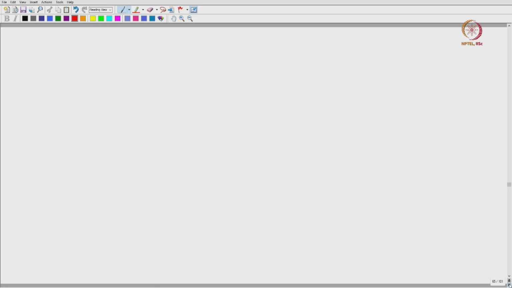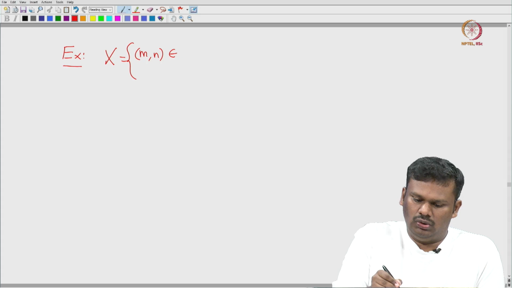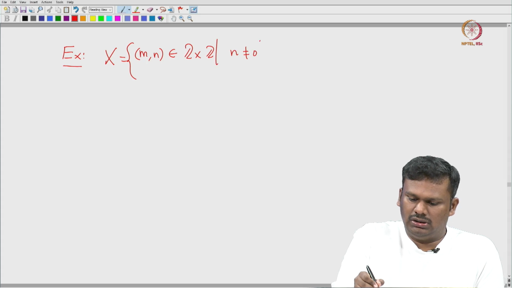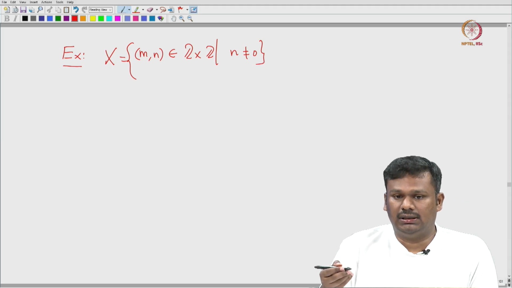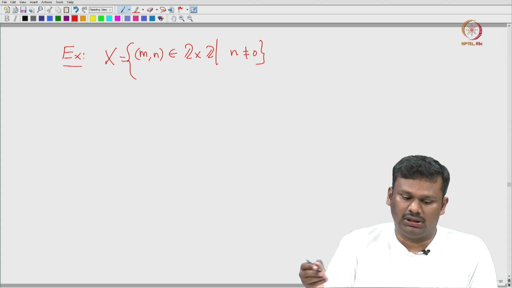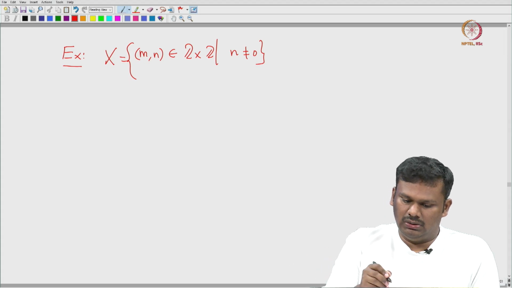Maybe I will leave one particular thing as an exercise. Let us look at this particular equivalence relation defined on a subset of Z cross Z. Let us look at this subset, call it capital X, which consists of those elements (m, n) from Z cross Z such that the second coordinate is non-zero. We want to realize the rational numbers as a quotient of this. That is indeed the definition of rational numbers.